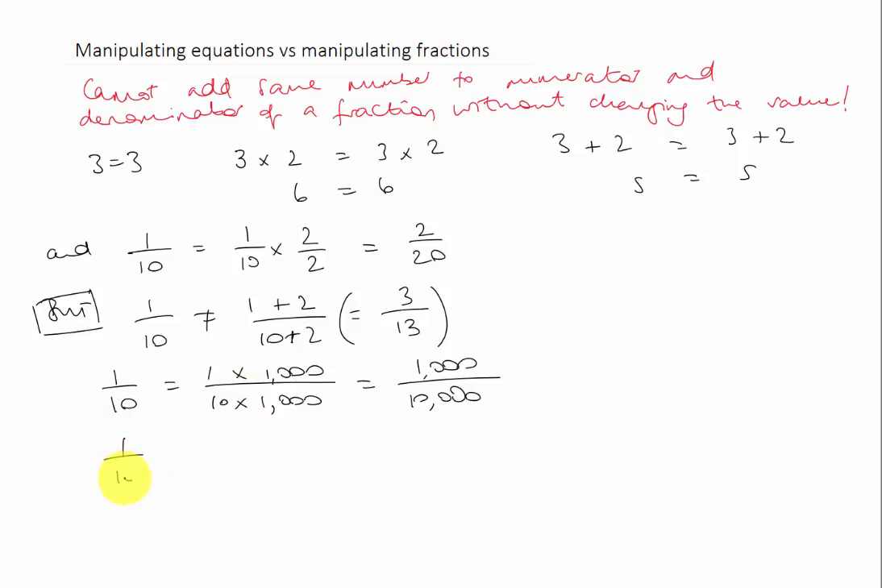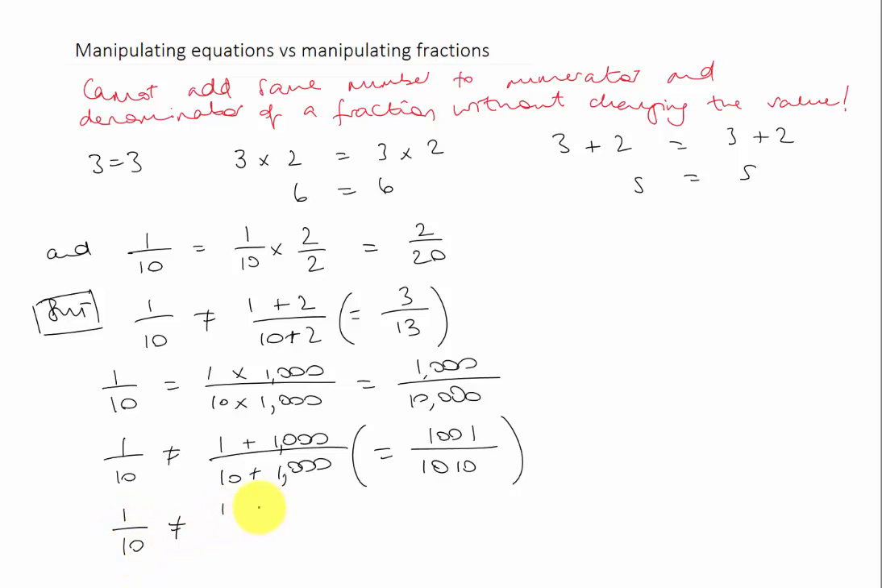However, how about if I got 1/10 and I want to add 1,000? It's not equal to 10 plus 1,000. So that's 1,001 over 1,010. And just take it to a crazy extreme. So 1/10 is not equal to 1 plus 1,000,000 over 10 plus 1,000,000. So that's equal to 1,000,001 over 1,000,010.